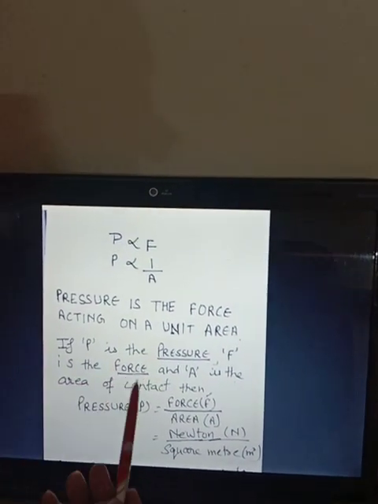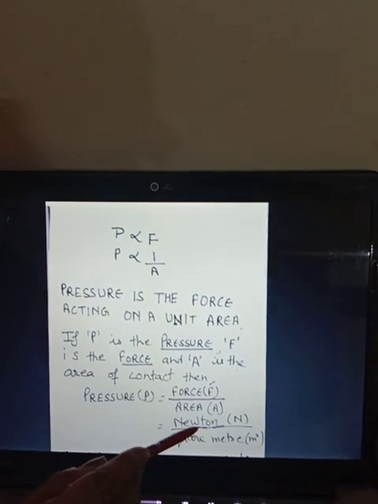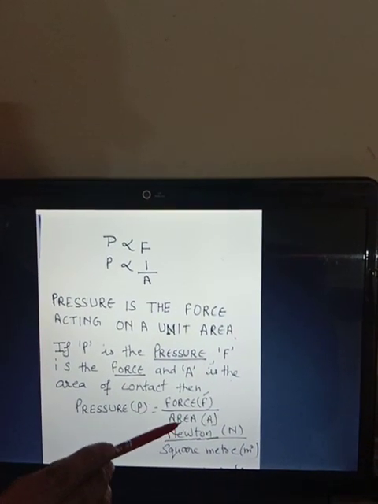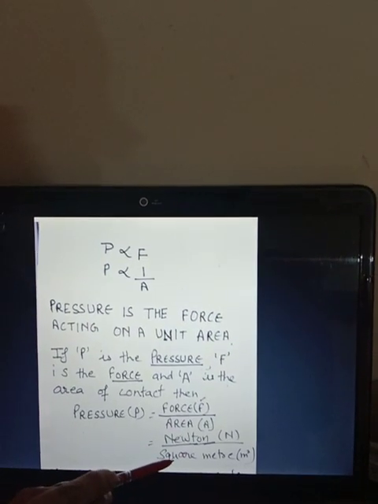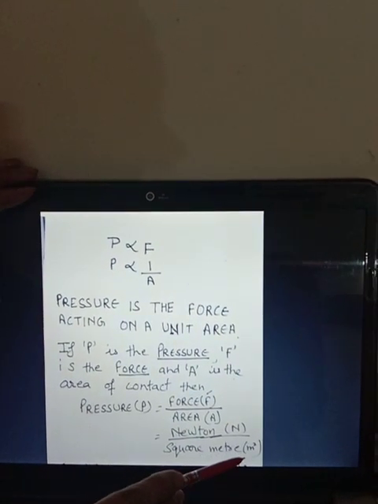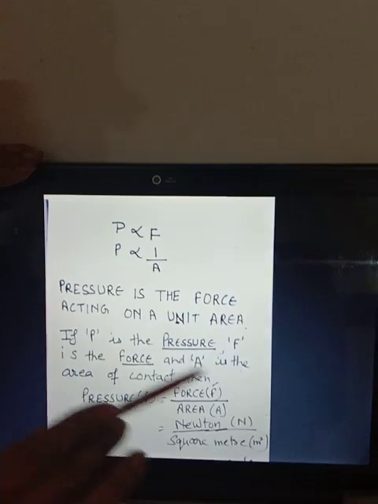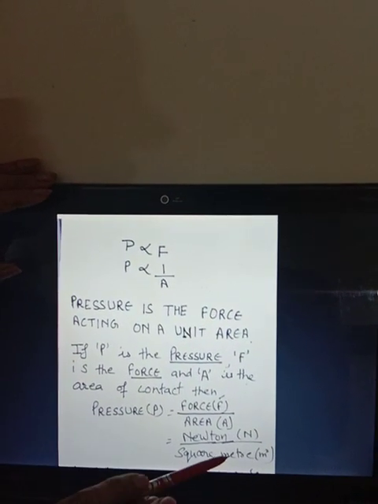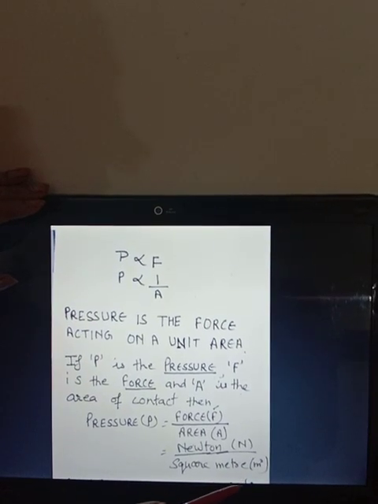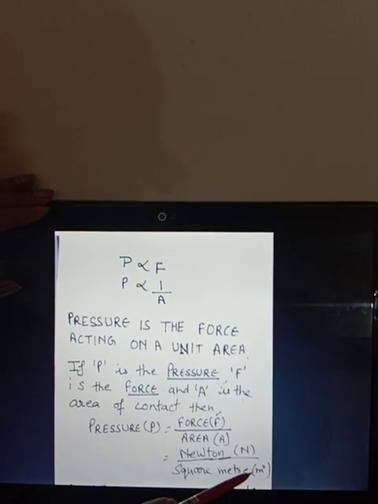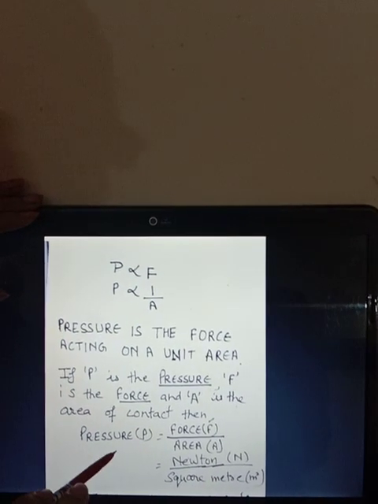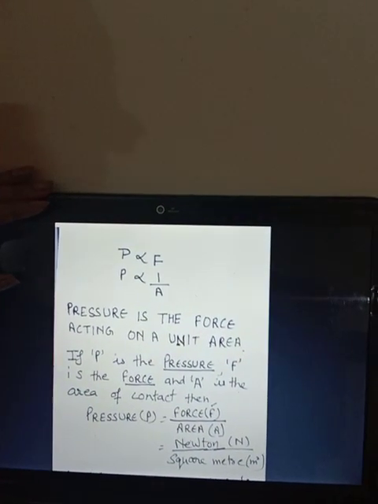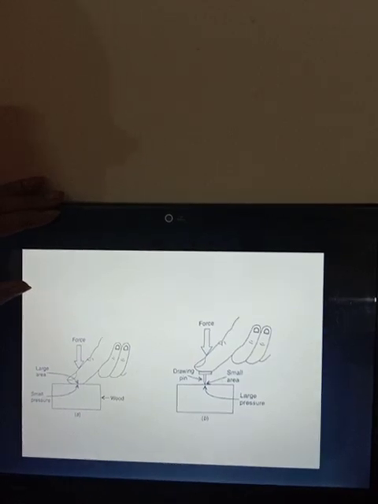Now you know the unit of force is Newton and the unit of area is meter square. So what will be the unit of pressure? The unit of pressure will be Newton per meter square. Newton per meter square is the SI unit of pressure. It is also called Pascal.